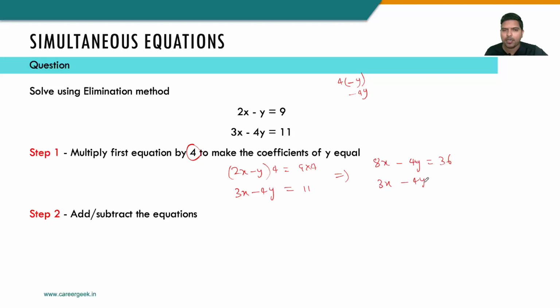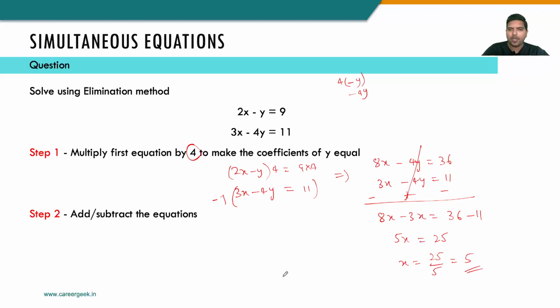3x minus 4y is equal to 11. Now, if we add, it's not going to cancel. So first we'll have to multiply this entire equation by negative 1. Okay, so what happens? 3x becomes negative, negative 4y becomes positive, positive 11 becomes negative. So that way, one variable got cancelled. This side I have 8x minus 3x, the other side 36 minus 11. So 5x is 25, and divide by 5 to get the value of x.